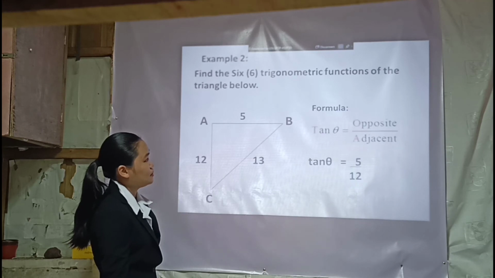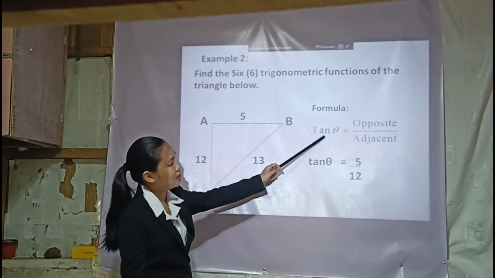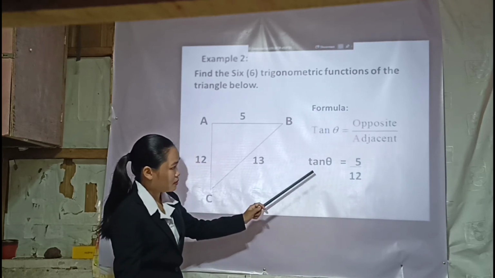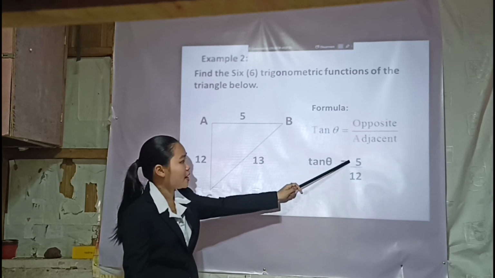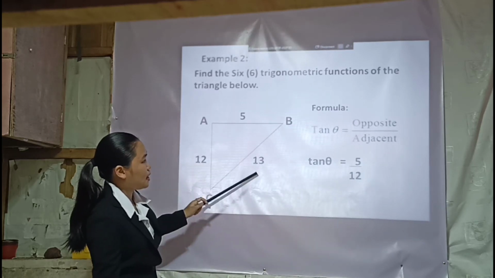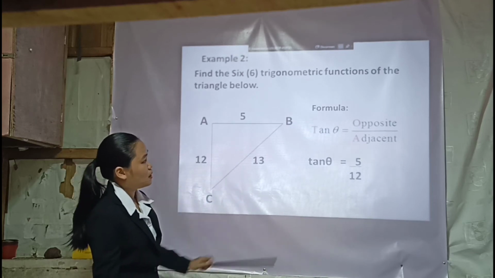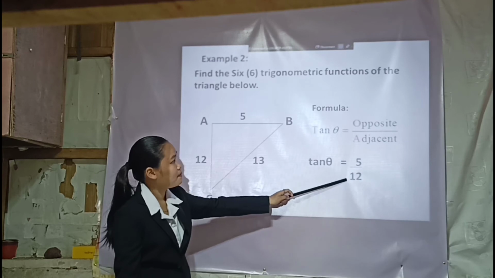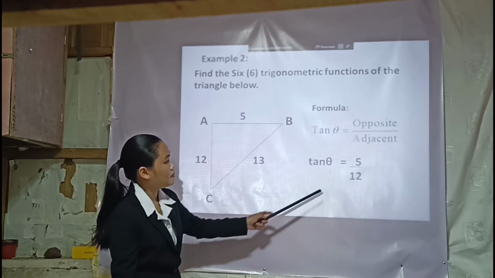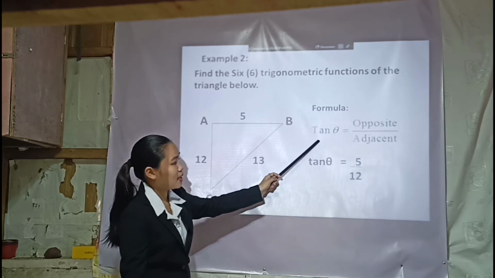Next, the tangent. The formula of tangent is tangent theta equals opposite over the adjacent. So, tangent theta equals 5 over 12. The 5 is for the opposite and the adjacent is 12. Since we can't reduce it to the lowest terms, 5 over 12 is the final answer for the tangent theta.